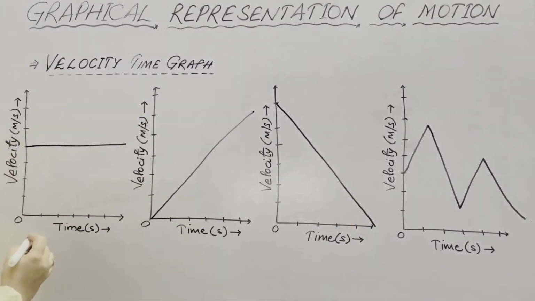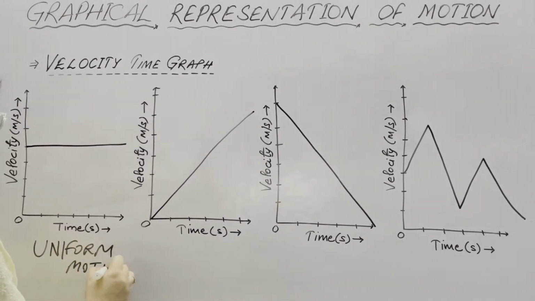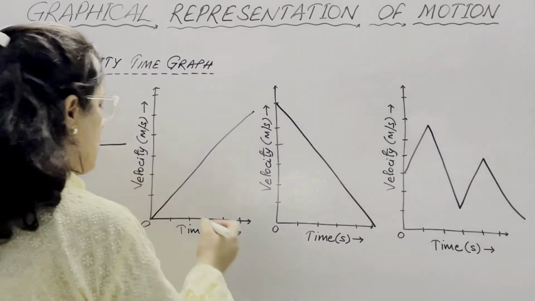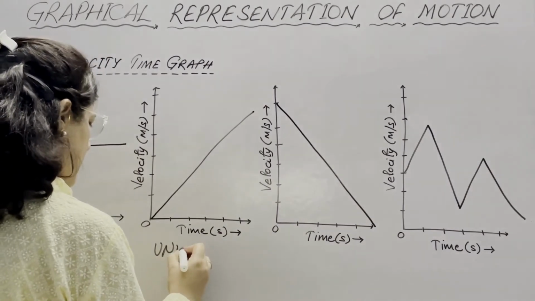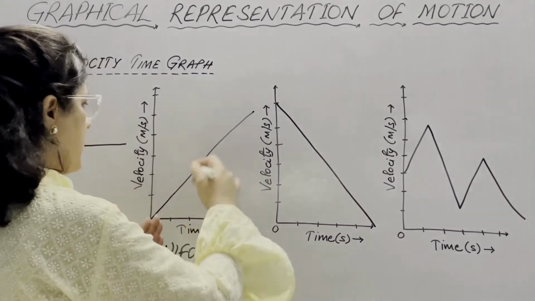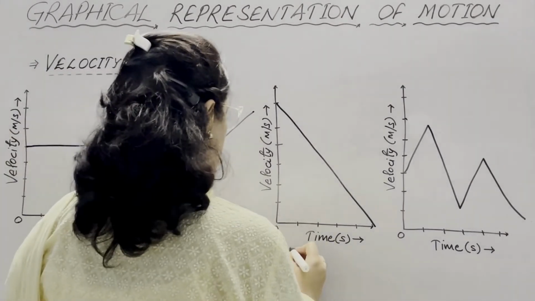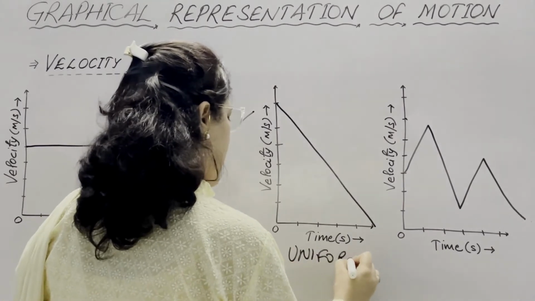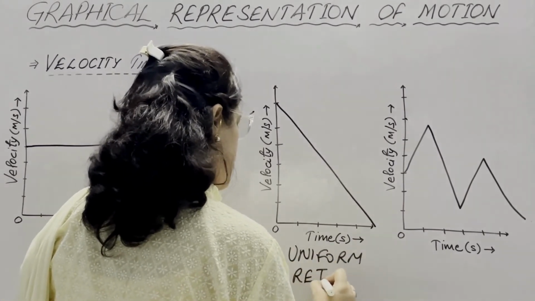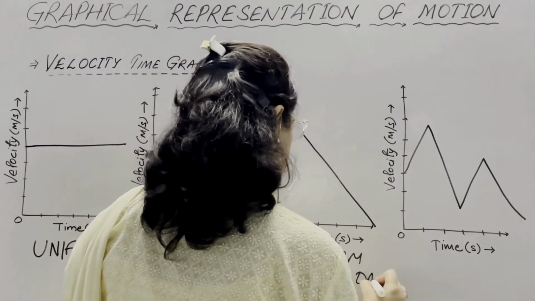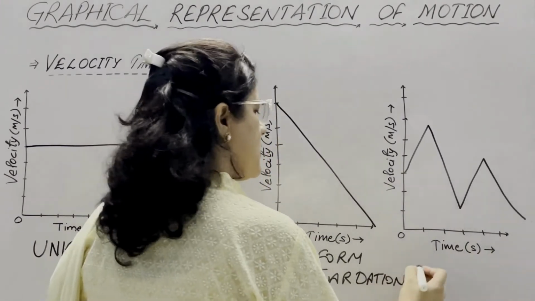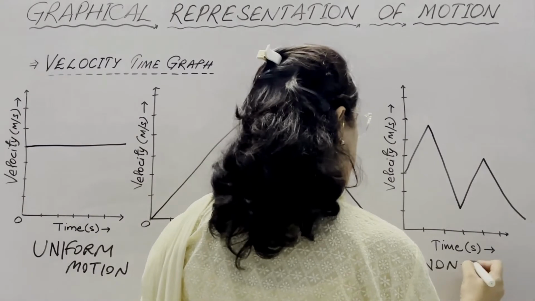Now, this is uniform motion. Representation of uniform motion on a velocity time graph shows us displacement. Now uniform velocity. Now this graph represents uniform acceleration. This graph shows uniform retardation. Retardation is negative acceleration. And this is non-uniform acceleration.